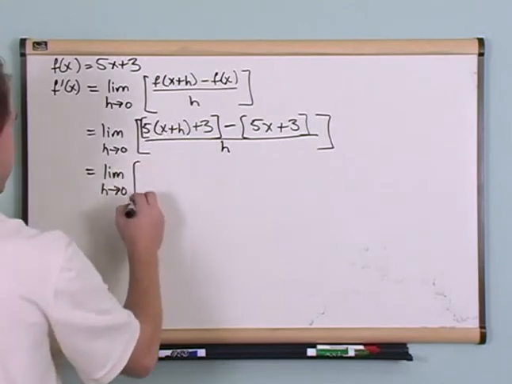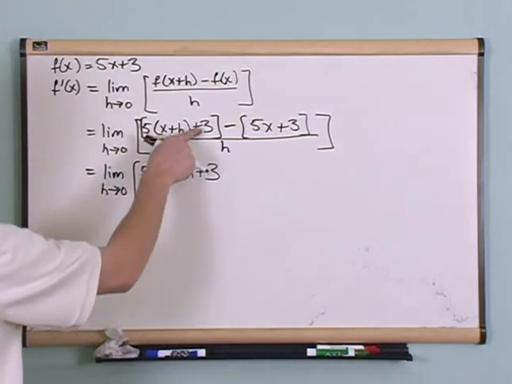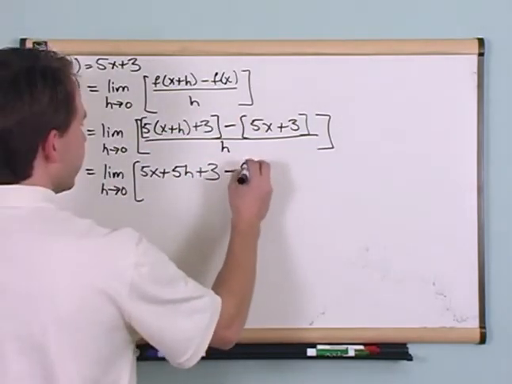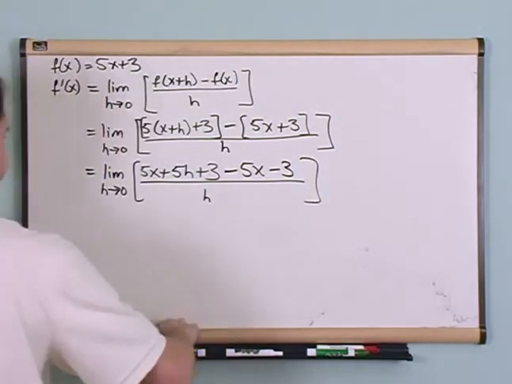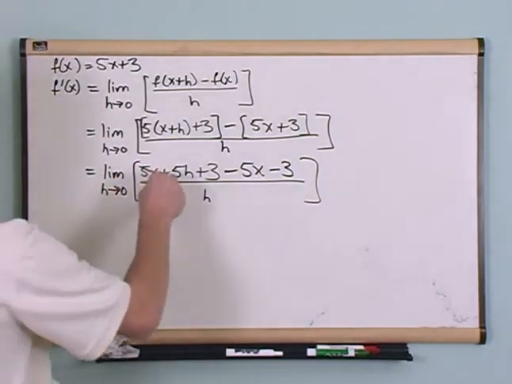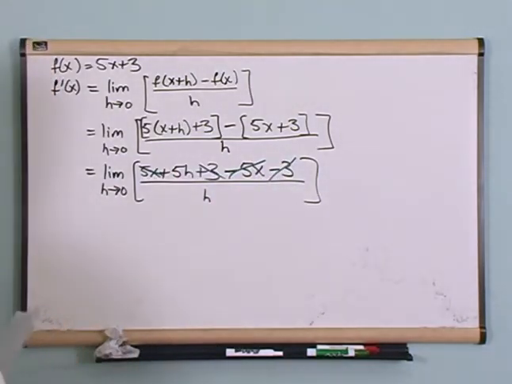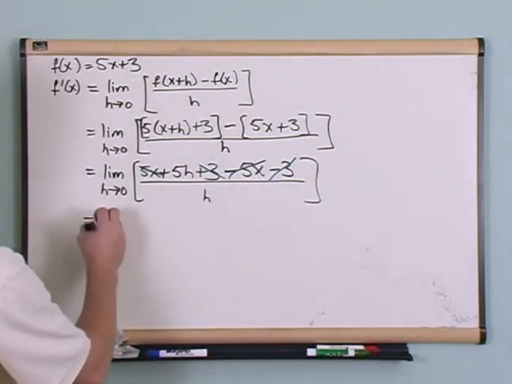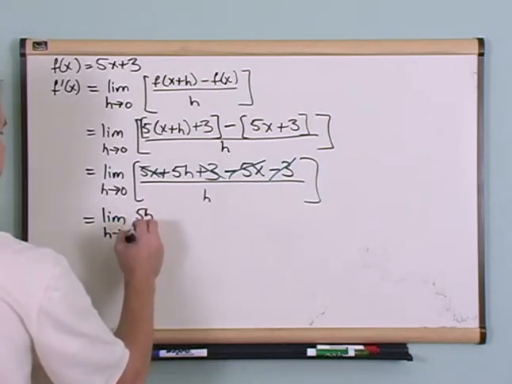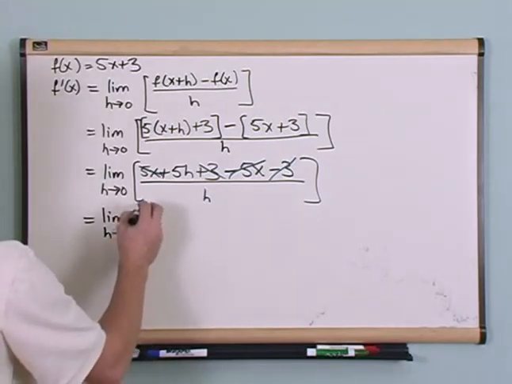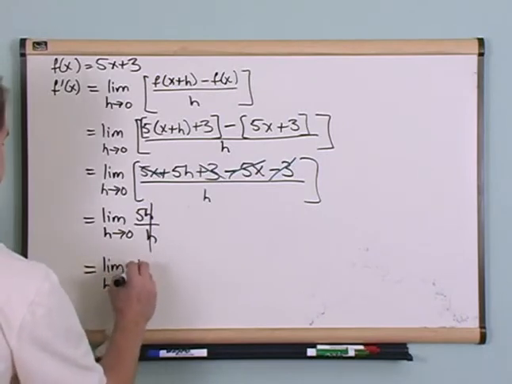Let's expand this. This is 5x plus 5h plus 3. Distribute the 5 in. That's all we did here. Minus 5x minus 3. Just distribute the negative 1 in, and again it's all over h. So you can see right away the 5x cancels with the negative 5x. The 3 cancels with the negative 3. So that fortunately worked out. So in the end, it's the limit as h approaches 0 of 5h over h. Now of course h divided by h is 1, so I'm going to take that out. So it's the limit as h approaches 0 of the number 5.